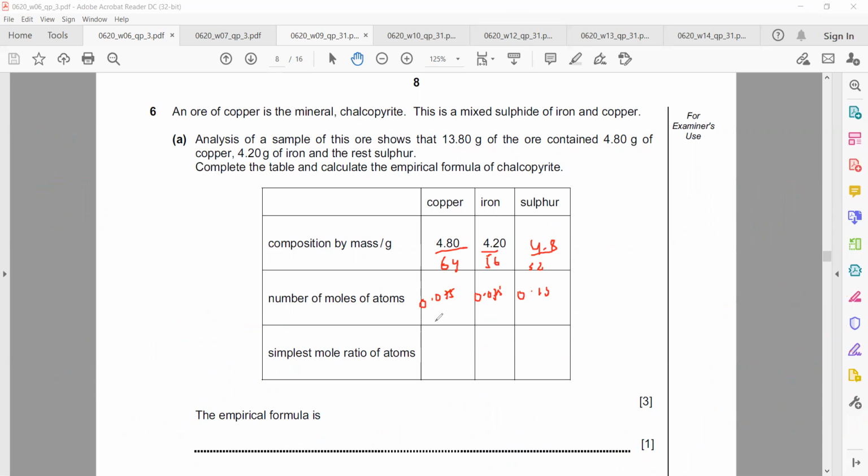Then to take the simplest mole ratio, we divide by the smallest value. So when we divide by the smallest value, this will be 1. 0.075 is the smallest value. This is 1. And 0.15 divided by 0.075 is 2. That's why it is CuFeS2. So when you take a simplest ratio, you divide by the smallest value in the combination. That's how we work out the empirical formula.